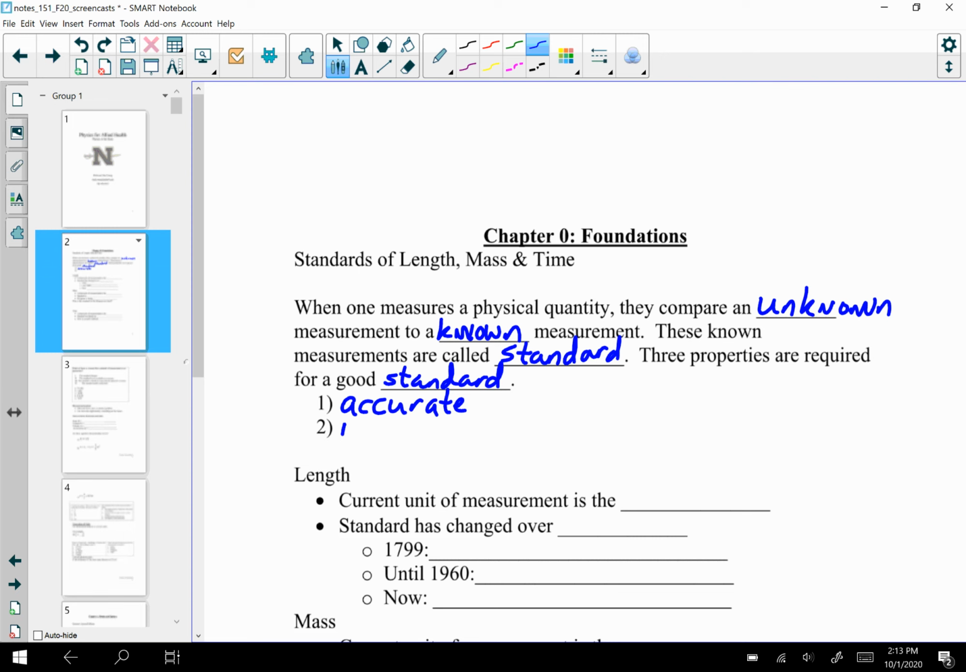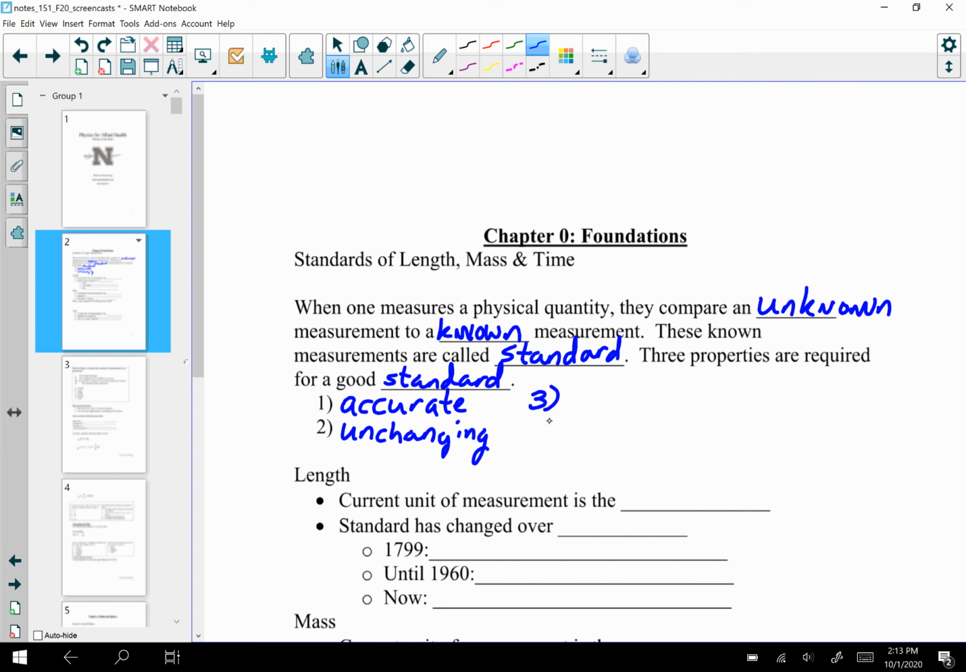Second is that you want a standard that is unchanging. And this turns out to be more difficult than it seems, that you have a standard that doesn't change with time. So for example, if you have a metal ruler as your standard for a meter, then that ruler changes depending on the temperature or the location. It might get longer or shorter. And if you have a standard that is changing, then that's not very useful for making consistent measurements.